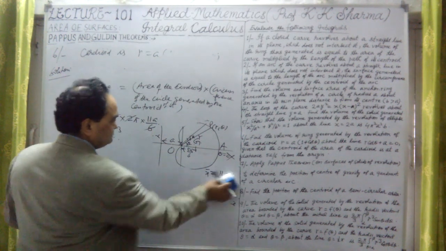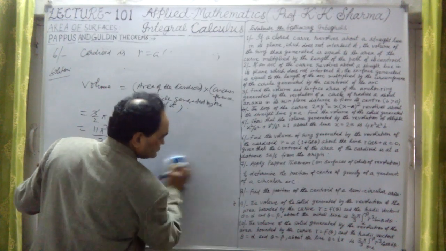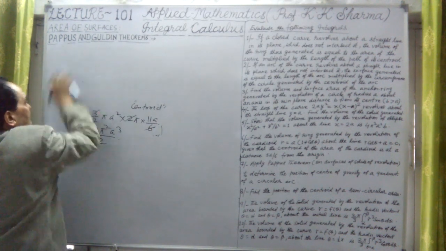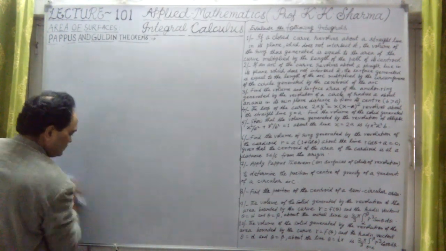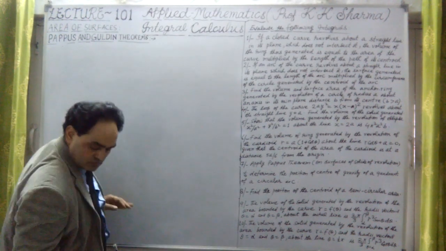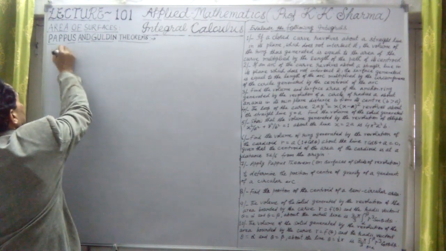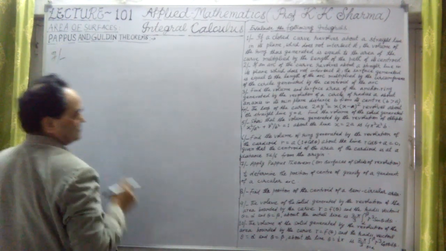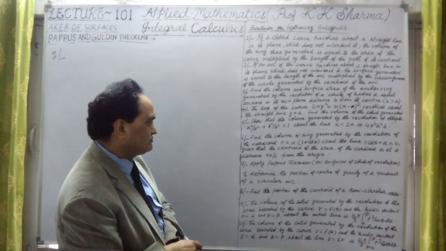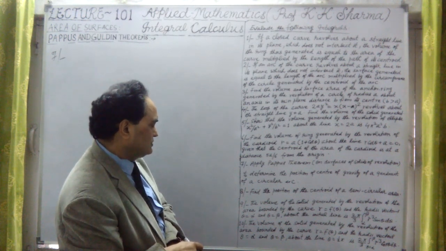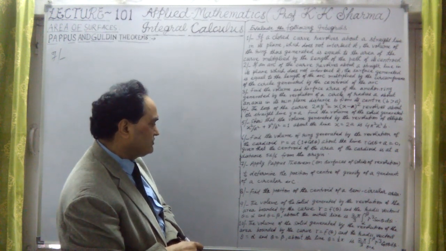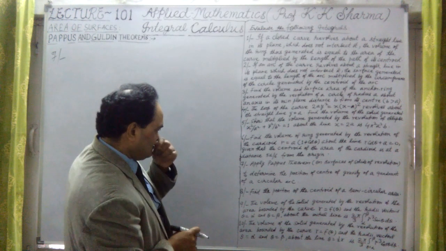Now let me take the next question. Question number 7. Let me check it. The 7th question: apply Pappus theorem on surfaces of solids of revolution to determine the position of the center of gravity of a quadrant of a circular arc.